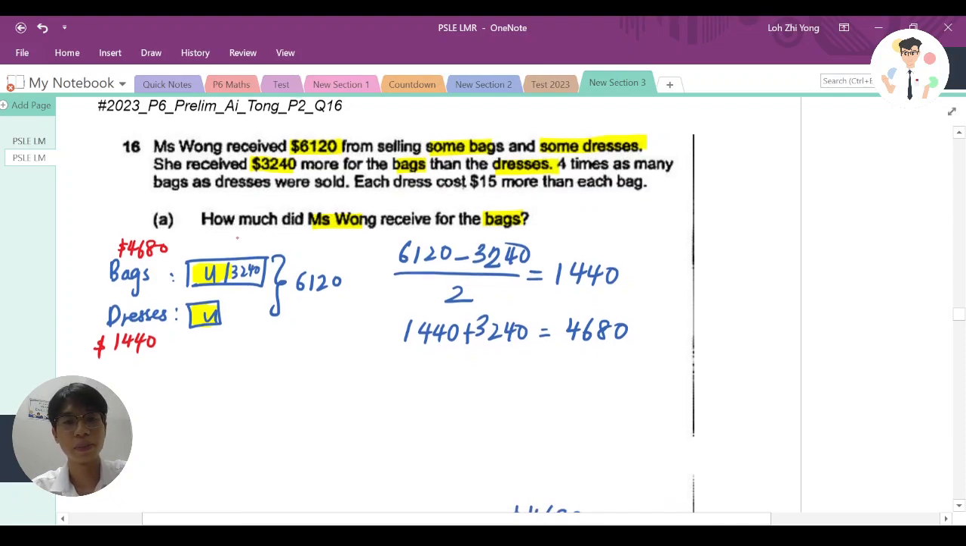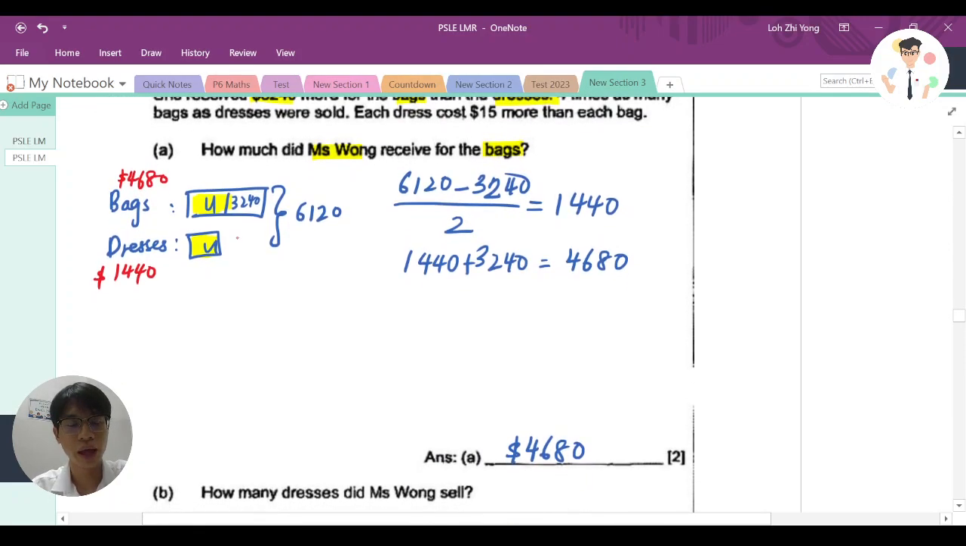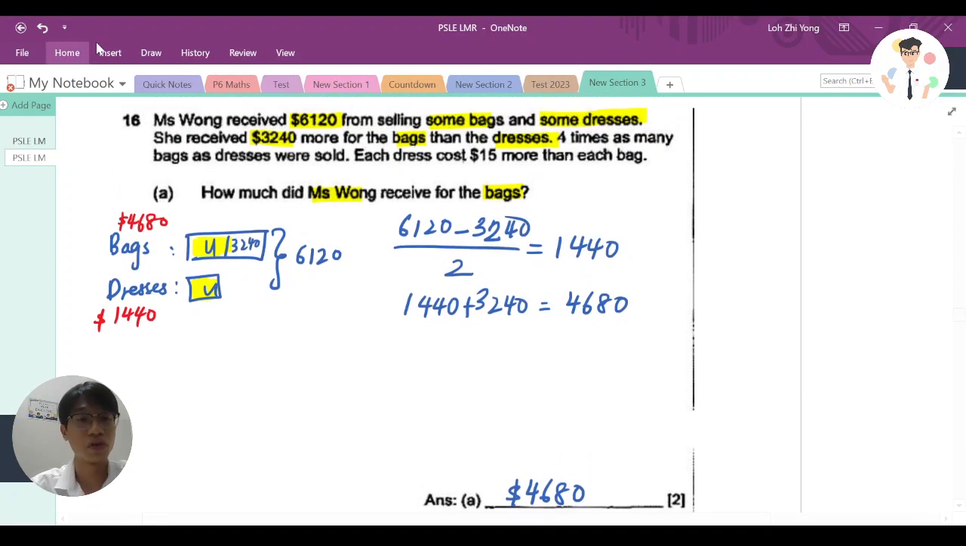Okay, now let's look at B. What's the question for B? How many dresses did Miss Wong sell? Okay, now they're asking about dresses that have actually been sold. Let me just write here B. Dresses that have actually been sold. So the first thing you can see is here: 4 times as many bags as dresses were sold. So let's refer back to this diagram. 4 times as many bags as dresses are being sold.